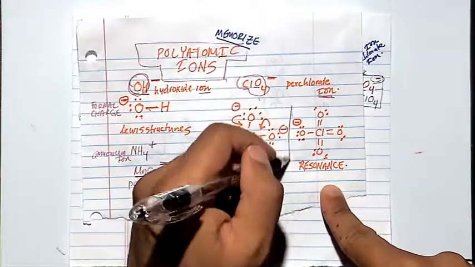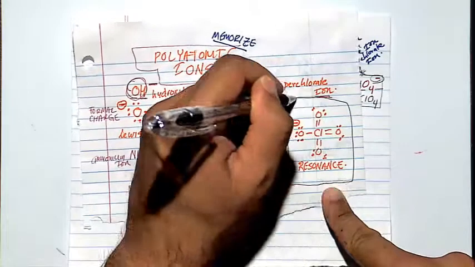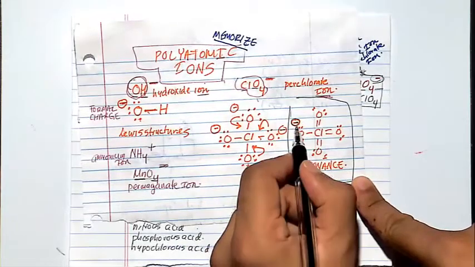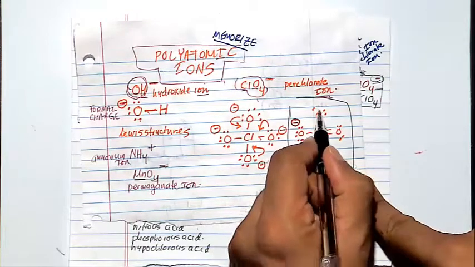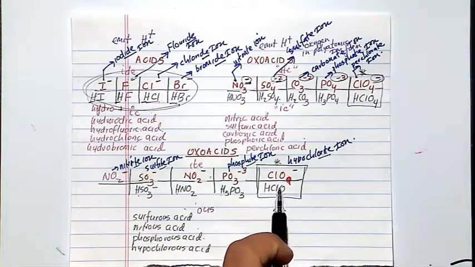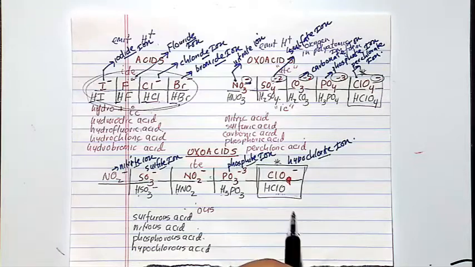So this is the structure of ClO4 minus, where the minus charge can be shared between this oxygen, this oxygen, this oxygen, and this oxygen. That's resonance. But you also have the ClO minus form. That is Cl covalently bonded with one oxygen, and that whole thing has a minus charge.